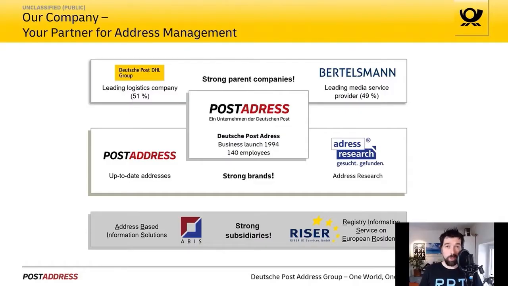Today I would like to present you a showcase about how to start with Open Source RPA. And the showcase is ourselves, Deutsche Post Adress. We are a small and a big company at the same time.